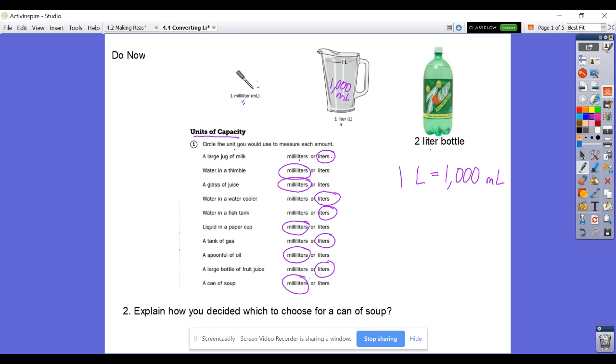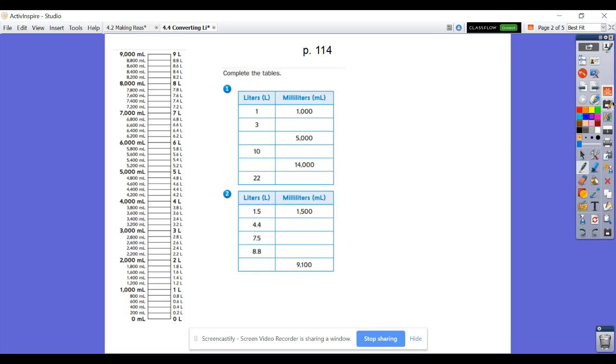The can of soup I thought was a little bit trickier, so I asked you to explain how you decided which to choose. Maybe you were a little conflicted about that, but I might say, well, I wouldn't have a whole liter in it, because when I think of a liter, I'm picturing a big jug, and so I need a smaller unit, so I would want to use milliliters. Otherwise, if I were talking in liters, I would have to give a fraction or a decimal, because it's only part of a whole.